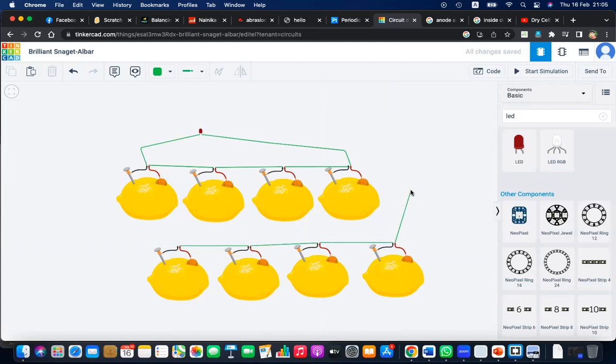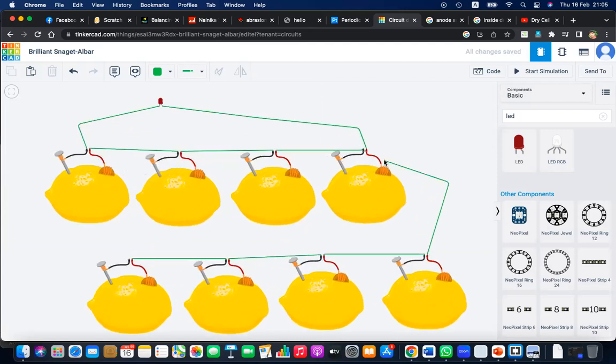Now 8 batteries, but I'm connecting this to the positive, dear. I'm connecting positive to positive, right?